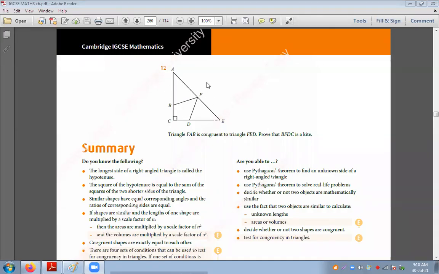So this question number 12, it has given that triangles ABF and EDF are congruent triangles. You have to prove that BCDF is a kite. So first you need to know what is the property of a kite.